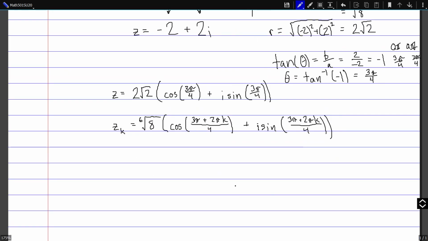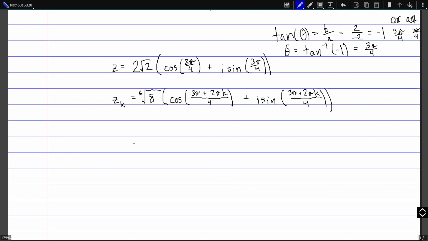Then from here, we're going to take our k and exchange it for 3 values. We're looking for the cube root, so k is going to be 0, 1, and 2. So basically, I'm going to take this formula and replace these two k's with this value and this value. That'll give me my 3 roots.